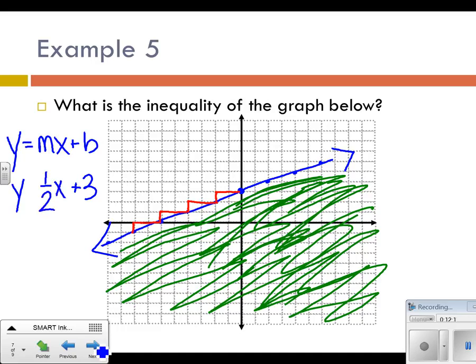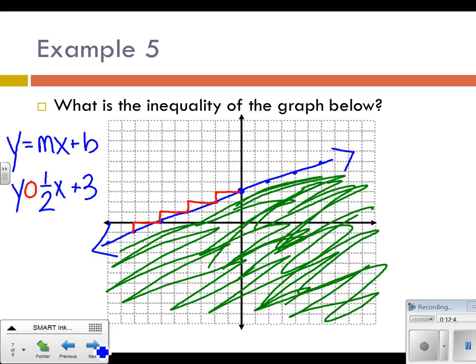So what's left now is to figure out the inequality symbol. Is that inequality greater than? Is it greater than or equal to? Is it less than? Or is it less than or equal to? Well, we see that the line is a solid line. And if it's a solid line, it's going to have the or equal to below. So now it comes down to, is it greater than or is it less than?